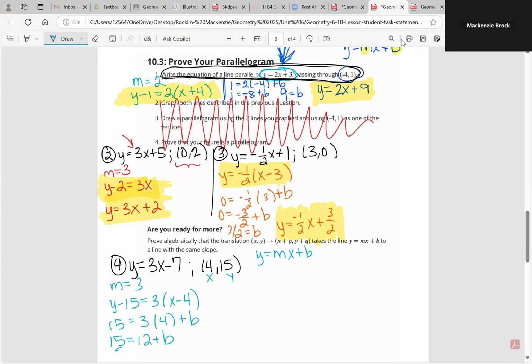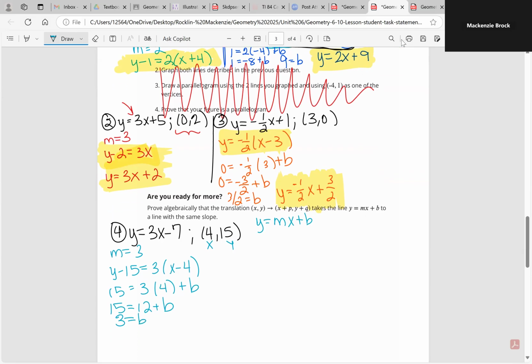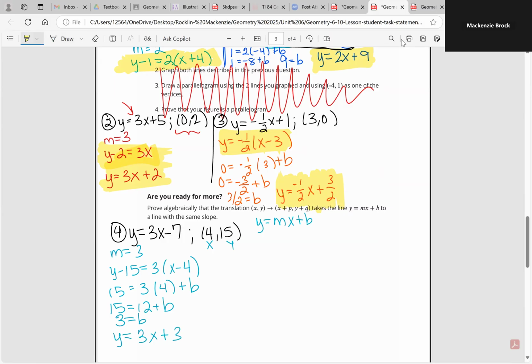When I subtract 12, I get 3 equals b. So the parallel equation of the line in slope intercept form is y equals 3x plus 3. So there is point slope form, and there is slope intercept form.